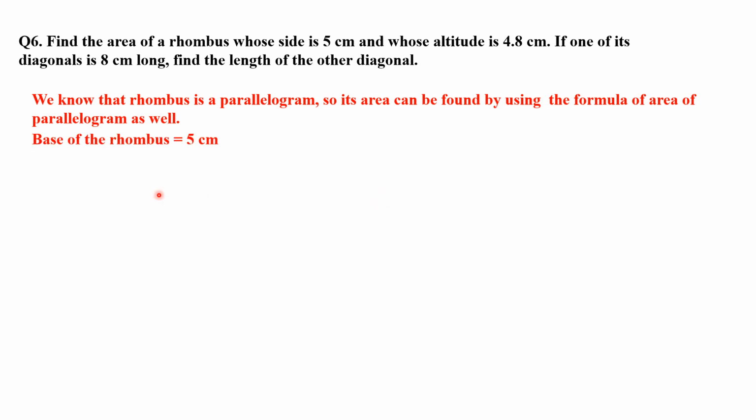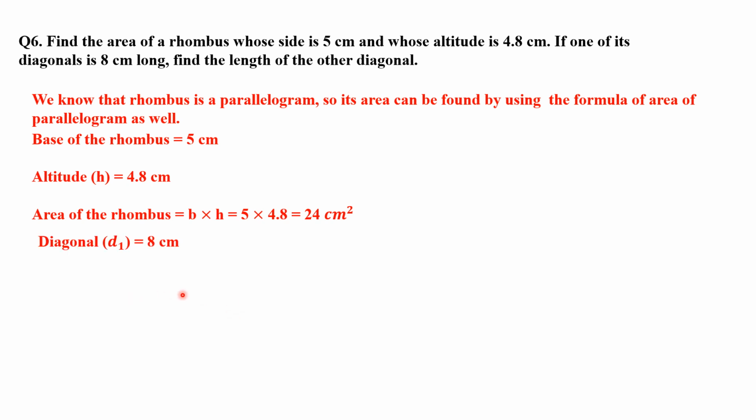So from here I can write the base of the rhombus as 5 centimeter and the corresponding height as 4.8 centimeter. And from here I can find the area of the rhombus as base into height, which is 5 into 4.8, which will give me 24 centimeter square. So now I have the area of the rhombus. I have the measure of one of the diagonals and I have to find the length of the other diagonal. So I can write diagonal 1 is 8 centimeter.